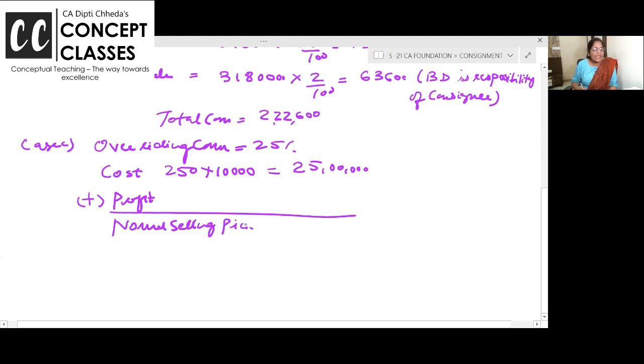I'm reading the first line of the problem again. Goods were sold to yield a profit of 20% on sales. At least until now in all the chapters, 100 times I've taught you, if profit is 20% on sales, take sales as 100, profit as 20 and cost as 80. And if the profit is 20% on cost, let cost be 100, profit be 20 and selling price be 120.